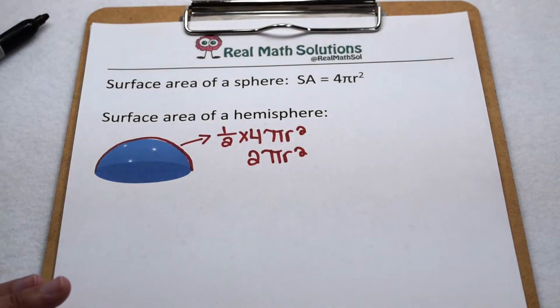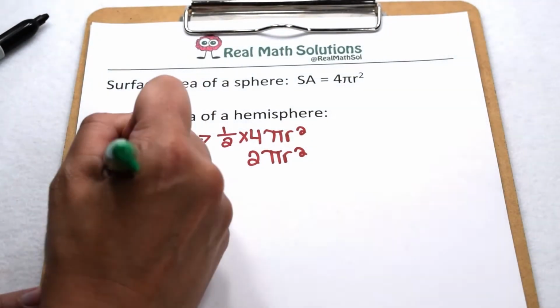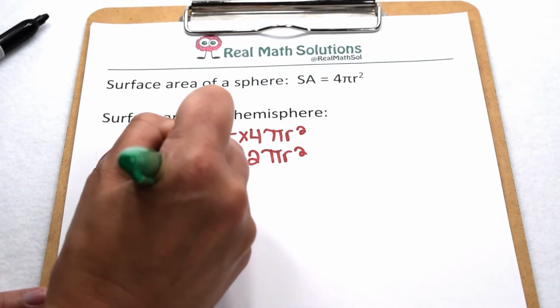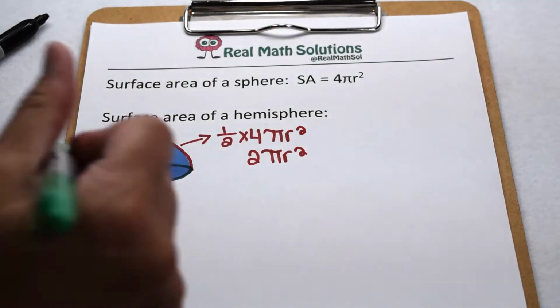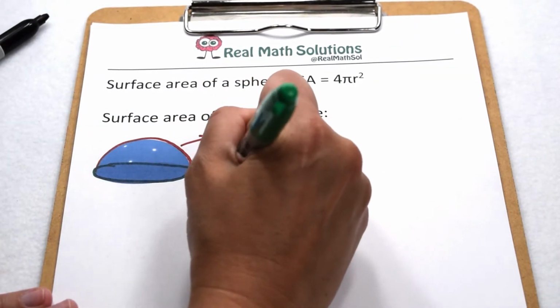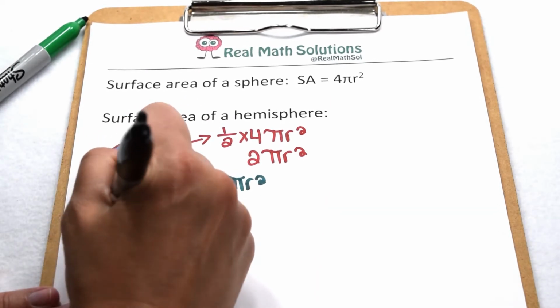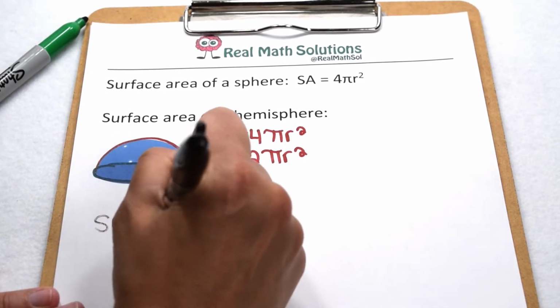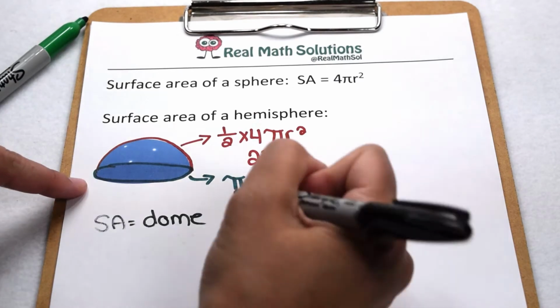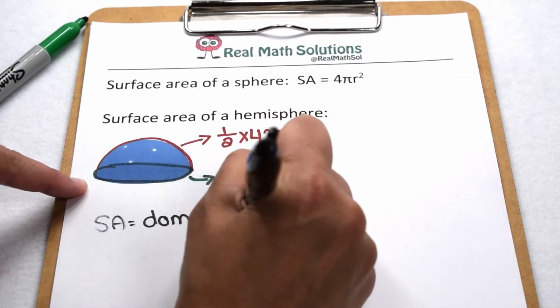But that's not the entire surface area of a hemisphere. When we cut that sphere in half, we exposed a circular base that's now part of its surface area. We know to find area of a circle, we do pi times radius squared. So that means to find the total surface area of our hemisphere, we have to have the surface area of the dome part plus the surface area of our base part.